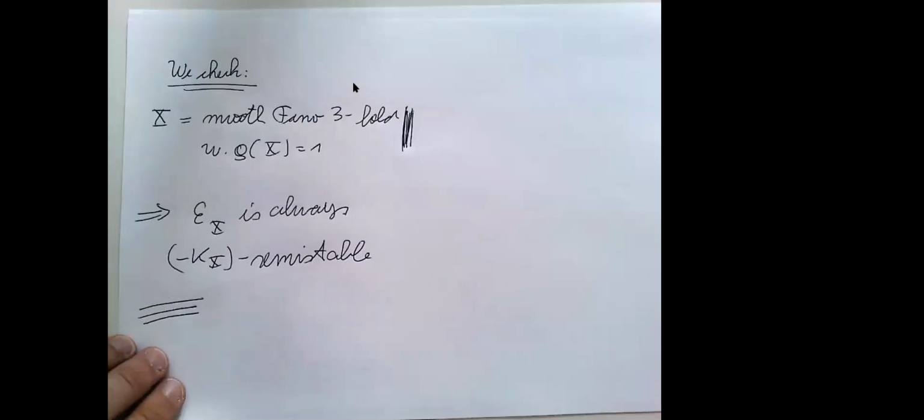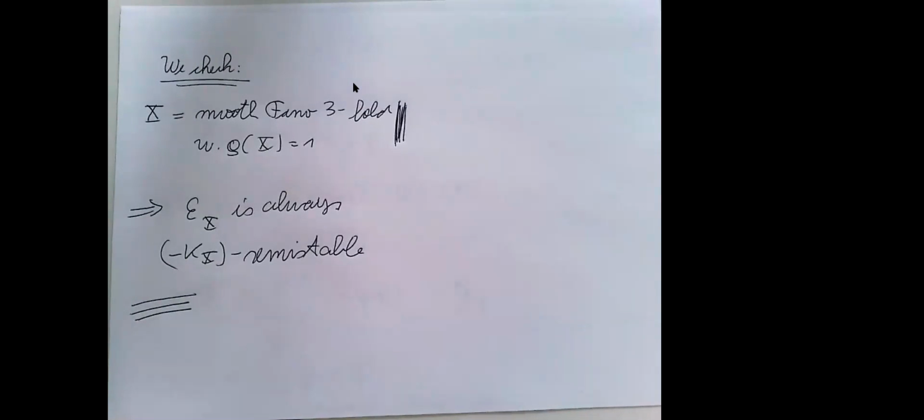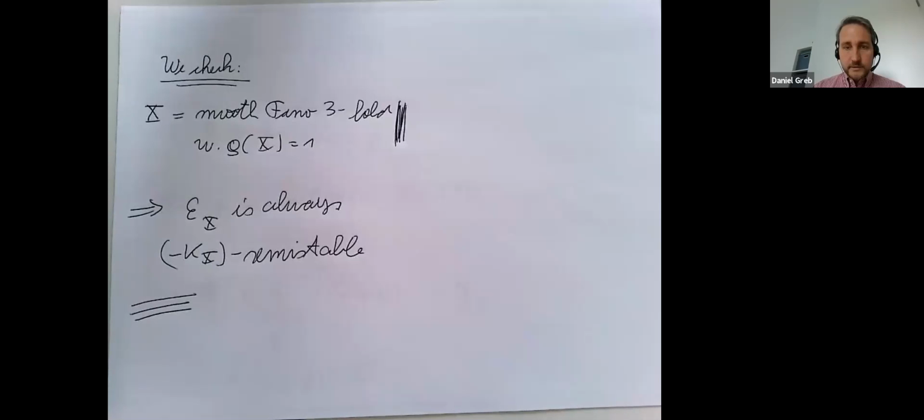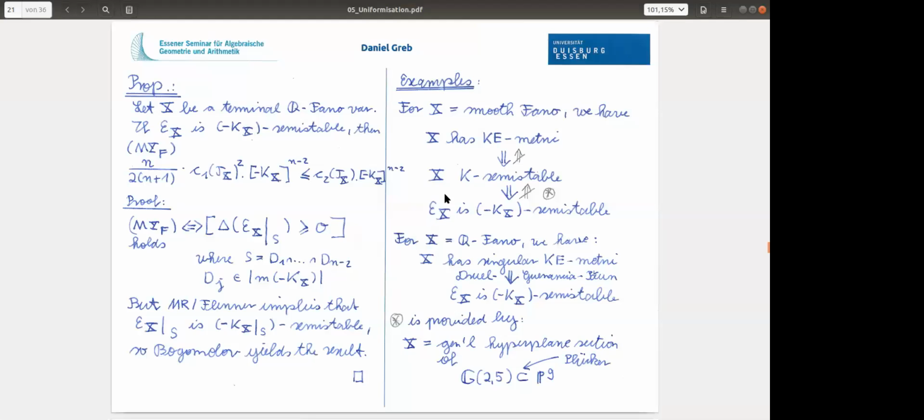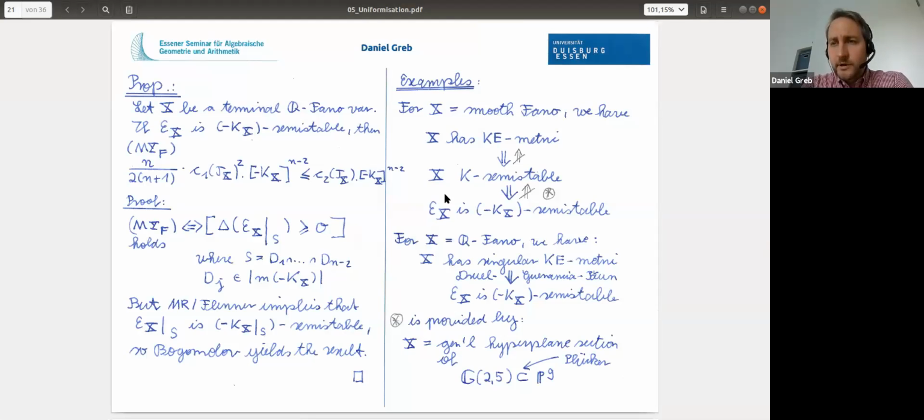Any other questions? Yeah, this implication that K-semi-stability implies that Ex is minus K semi-stable. Yes. It's like a purely algebraic statement. Is there an algebraic proof of it? I am not aware, and I asked Henri and also other people, much more involved in this K-semi-stability business. They are not aware of an algebraic geometric proof.